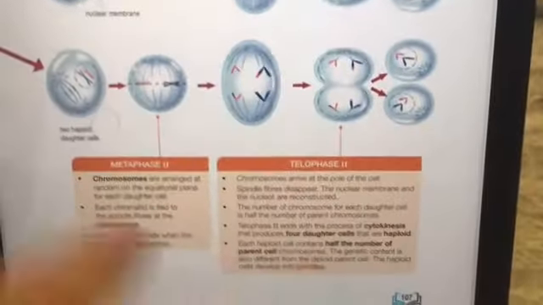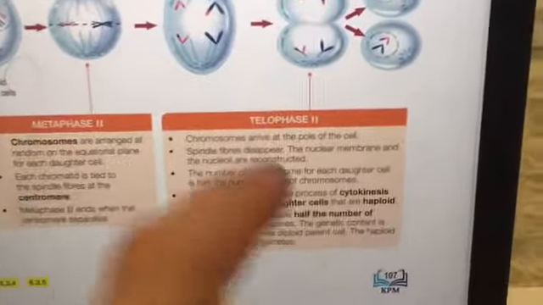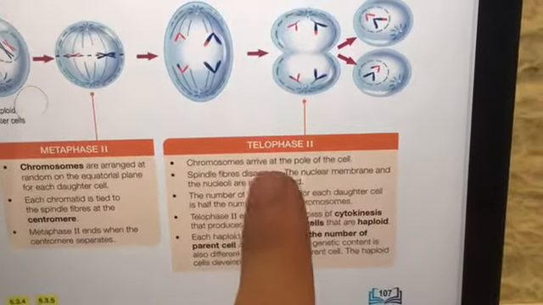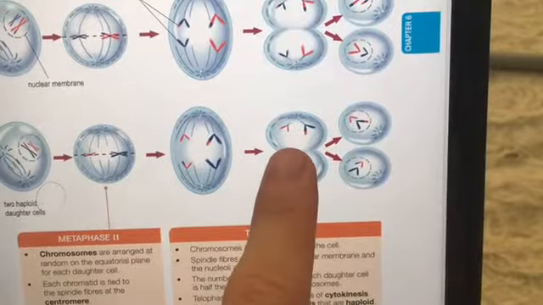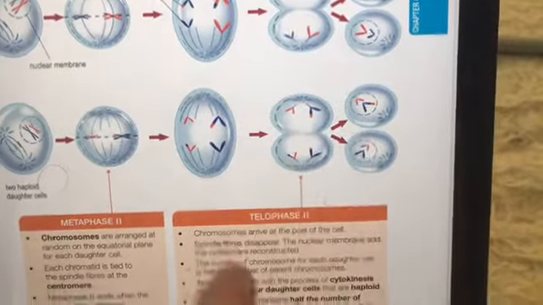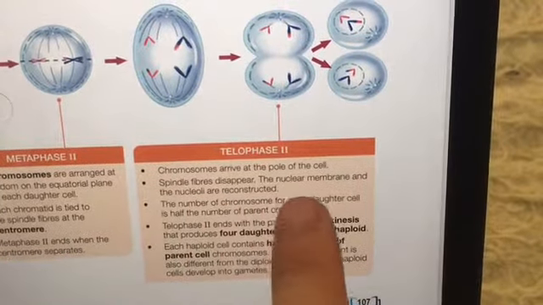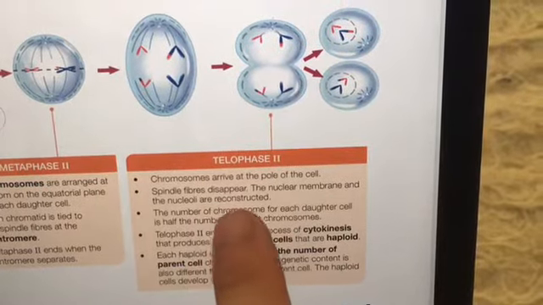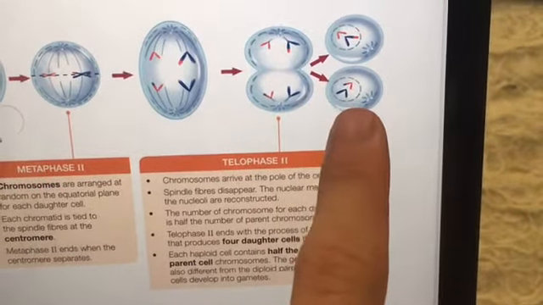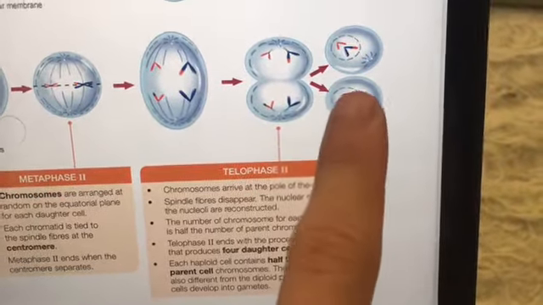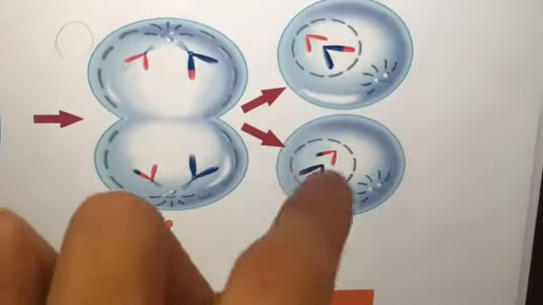Okay, let's go through this one by one. Chromosomes arrive at the pole of the cell. They arrive at one pole. Spindle fibers disappear, the nuclear membrane and the nucleoli are reconstructed. Spindle fibers gone, and then the nuclear membrane starts to form.